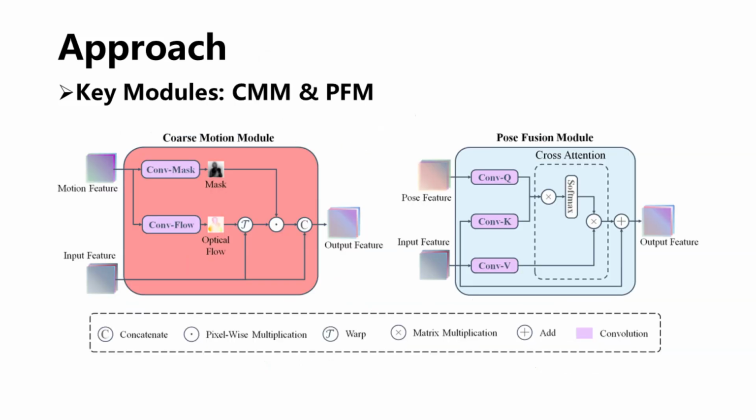The Coarse Motion Module uses optical flow warping to transfer large-scale movements without changing appearance details. This module is responsible for preserving the overall structure of the body during motion. Meanwhile, the Pose Fusion Module employs a cross-attention mechanism to fuse pose-based and RGB-based features. This allows for the fine-grained generation of details, such as hand movements and facial expressions, which are critical for conveying accurate sign language.